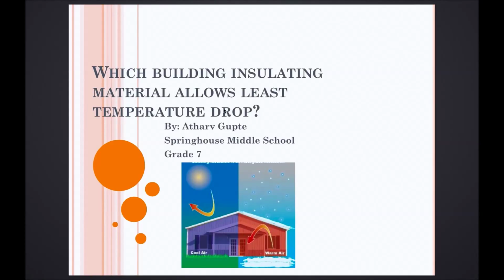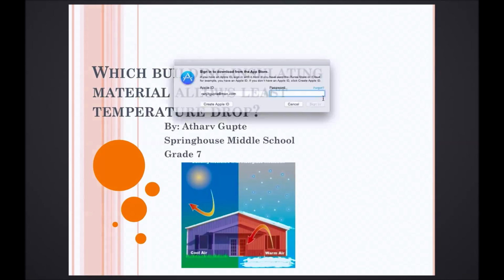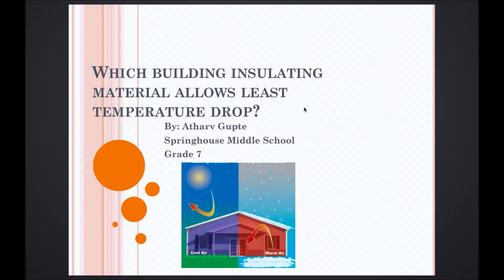This project from 7th grade, as I said, was my first PJAS project, and it won first place at both regionals and states. It is titled, Which Building Insulation Material Allows the Least Temperature Drop? And this was when I was in 7th grade at Springhouse Middle School.